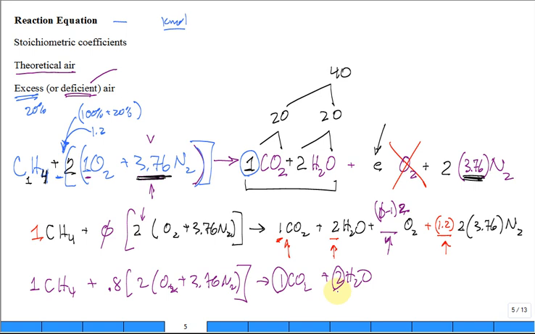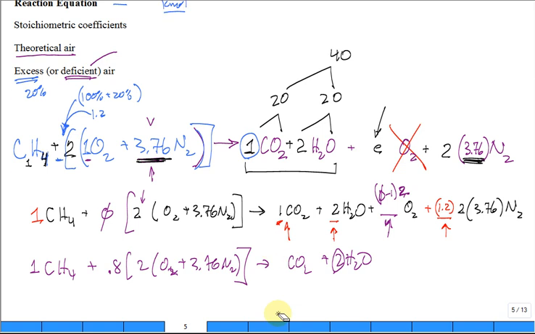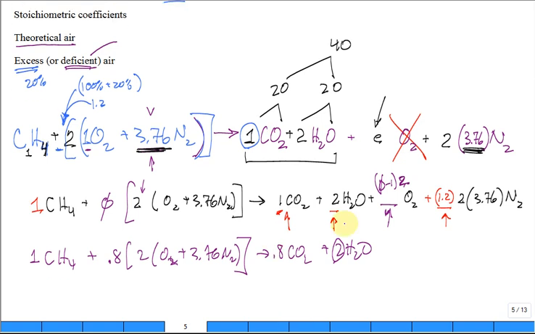You could say, well, why don't we just do this? Why don't we just say that instead of 100% of our methane being combusted, because we only have 80% oxygen, we'll just say that 0.8 here and 2 times 0.8, and that's a pretty good approach to it. And then what you're going to have is 0.2 times CH4 coming out. You're going to have some unburned methane coming out because you didn't have enough oxygen, true?